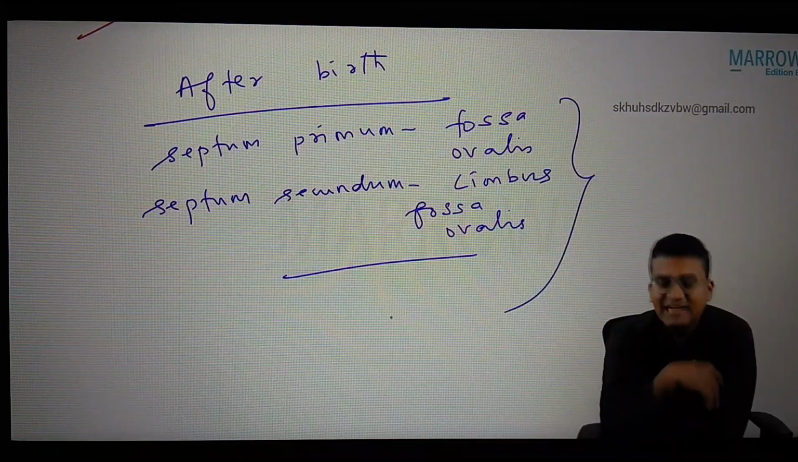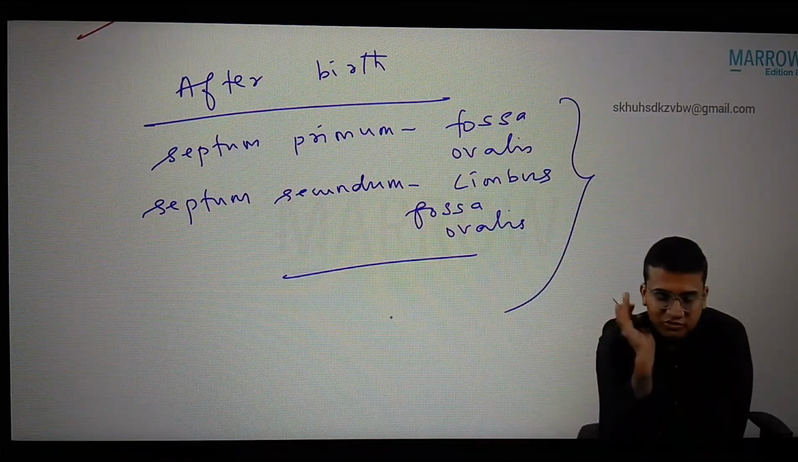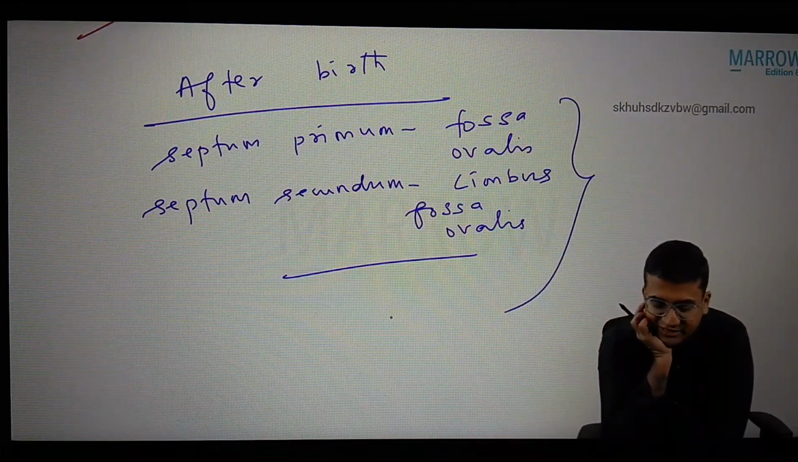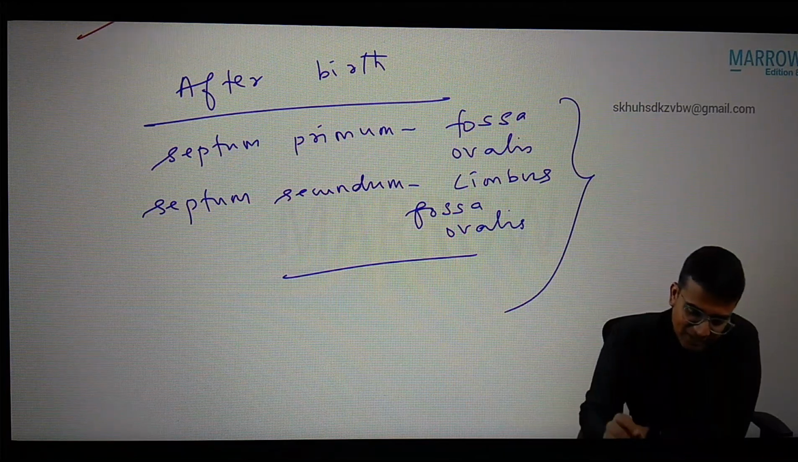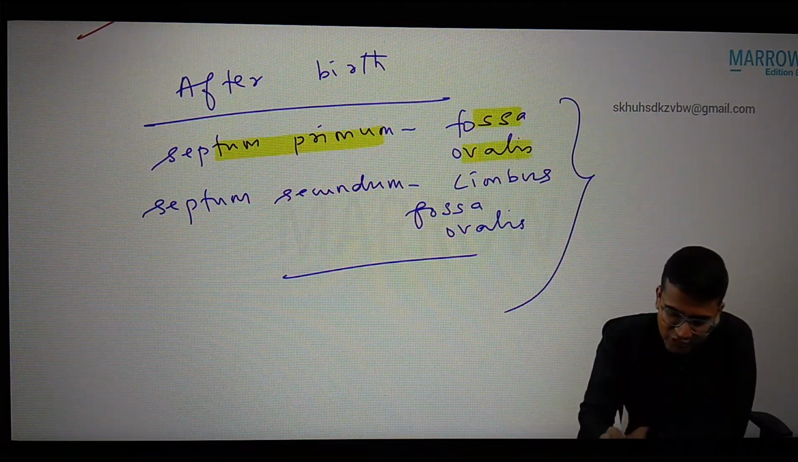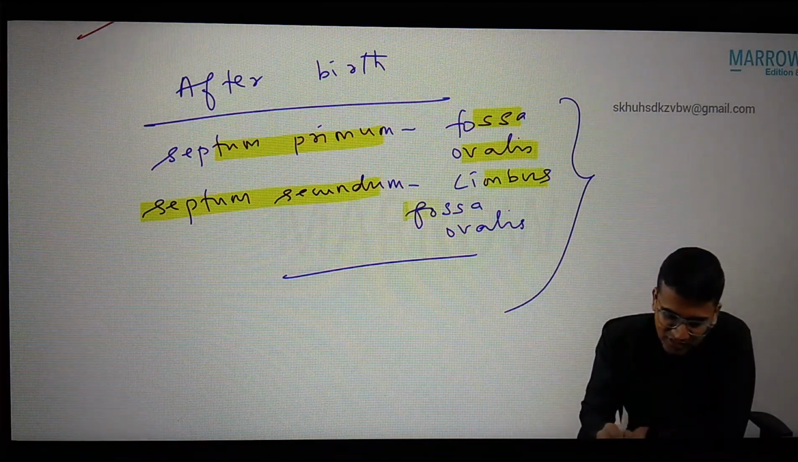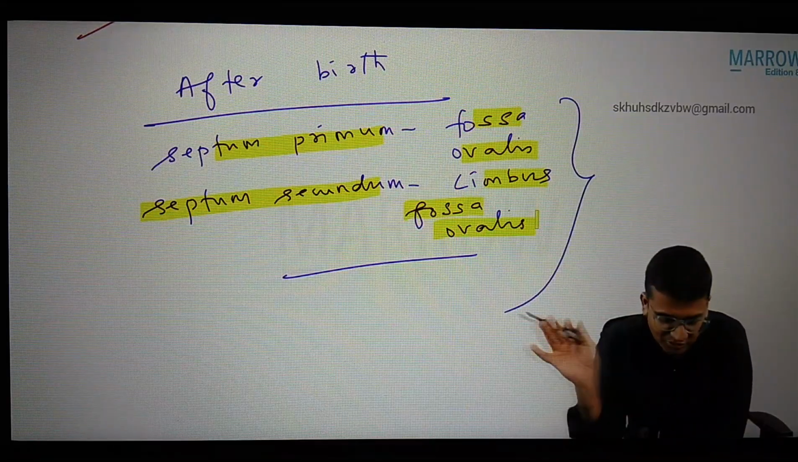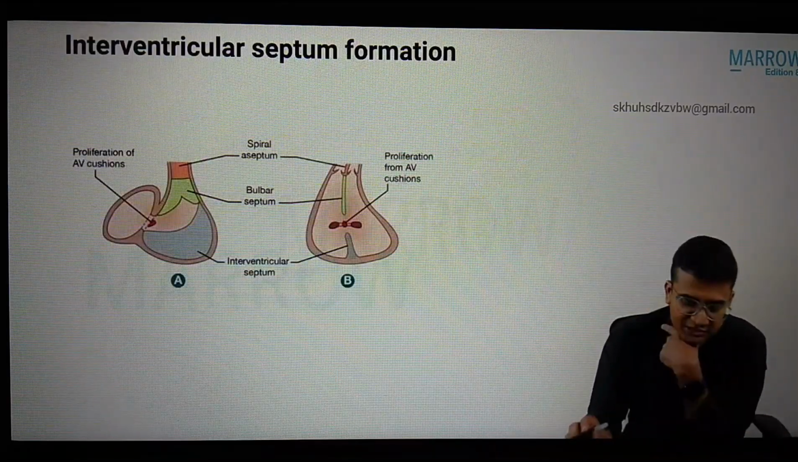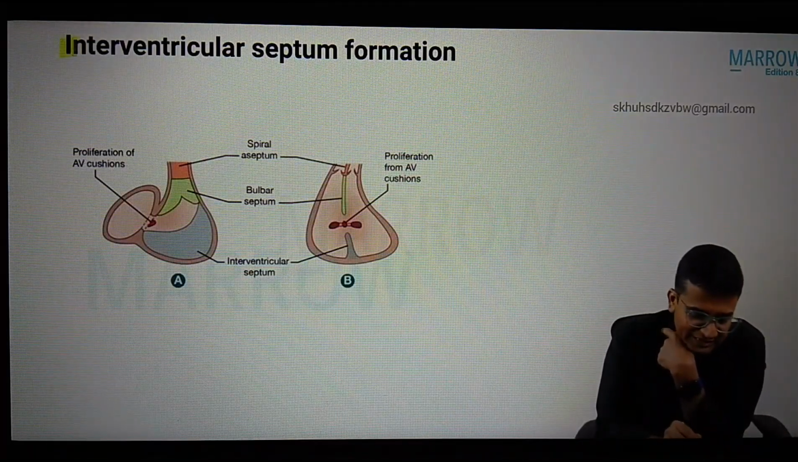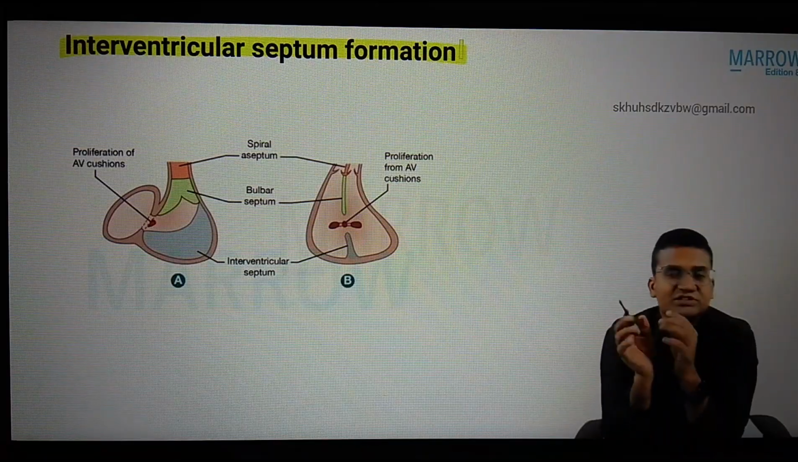These two structures you can see in the interior of the right atrium. I'll show you in the right atrium interior, don't worry. So please remember, the septum primum forms the fossa ovalis and the septum secundum forms the limbus fossa ovalis. That's all about the interatrial septum formation. Next, we're going to see interventricular septum formation.